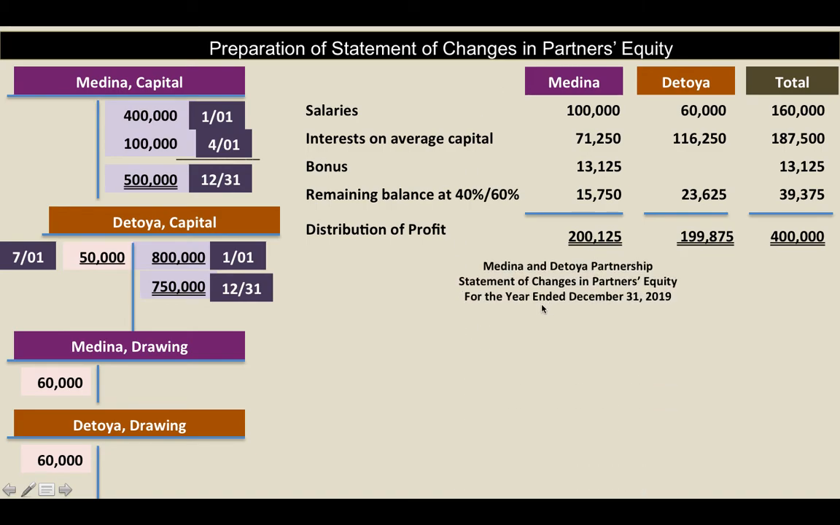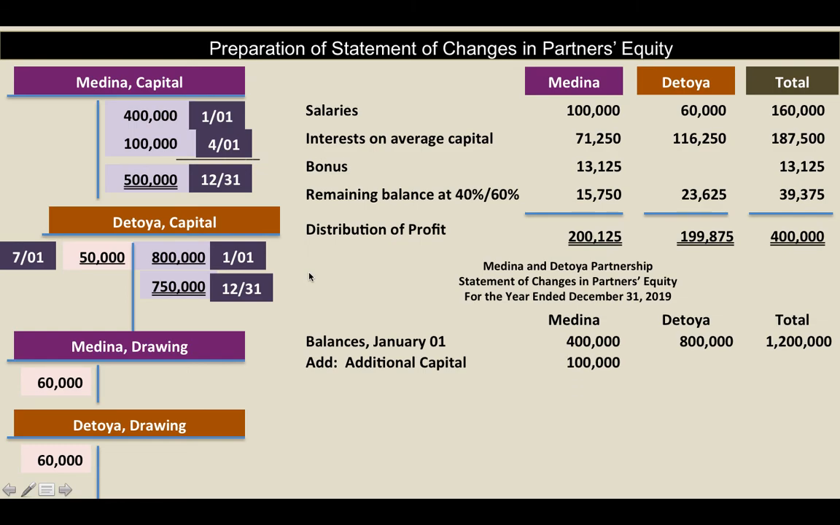Of course, the first is the heading. And then next you have to provide a column for each partner and the total column. You have first to indicate the balances in the beginning of the year, which are 400,000 for Medina and for Ditoya 800,000 because that is for January 1st, 2019, for a total of 1.2 million. Next, you have to add the additional capital for the year. For Medina, on April 1st, there is an additional of 100,000. And for Ditoya, there was none.